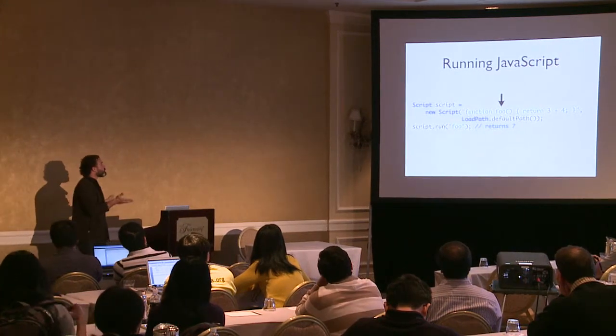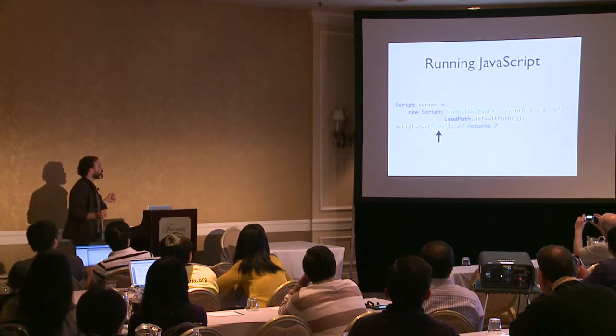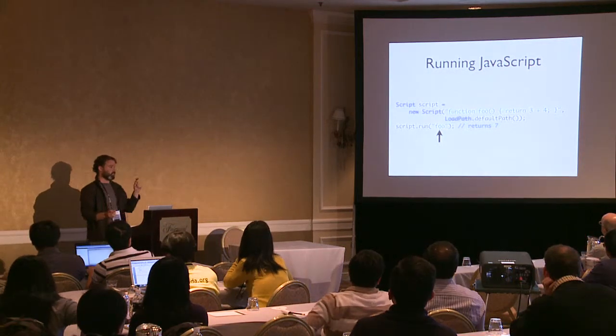I've got some JavaScript source that I'm going to run. And down here we run it. Foo returns 7. The other piece on this slide, you're going to ask about the load path?